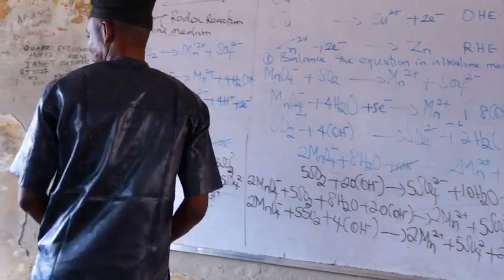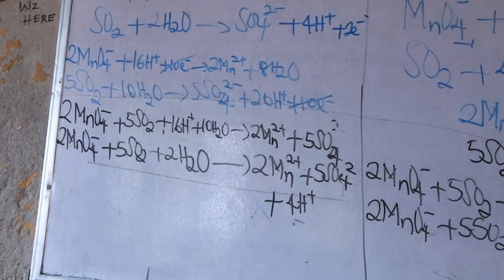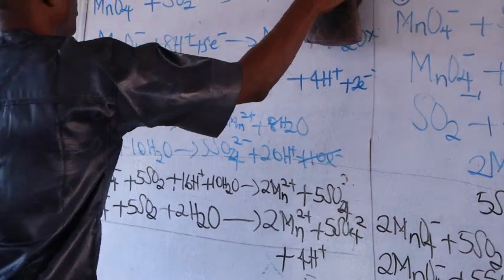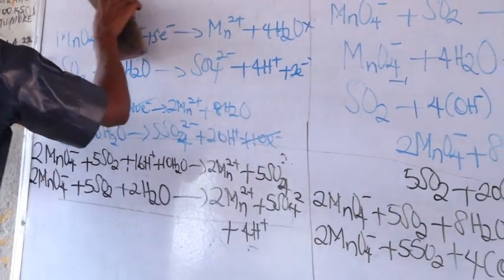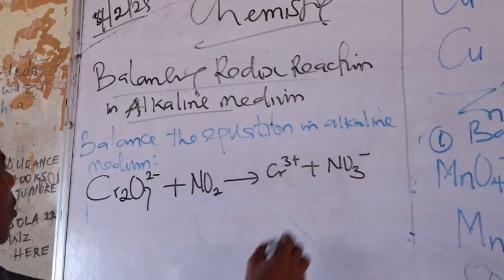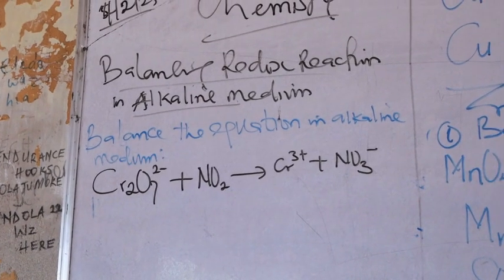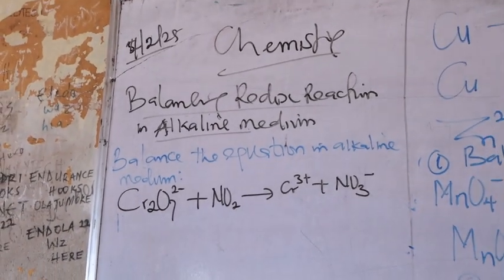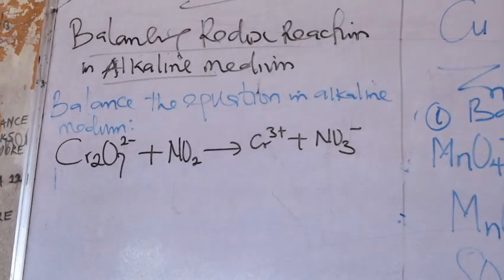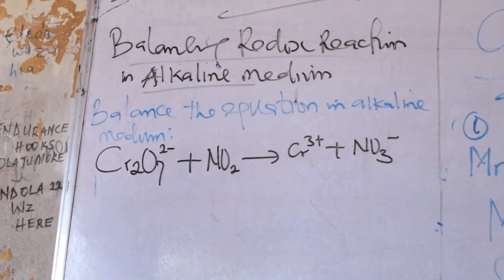Now balance this equation in alkaline medium. Balance this equation in alkaline medium. So balance the equation in alkaline medium. Cr2O72 minus plus NO2 to give Cr3 plus NO3 minus.